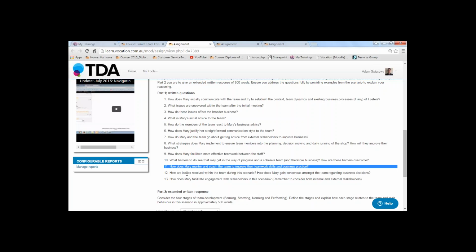How does Mary gain consensus among the team regarding business decisions? And the last question, question 13, how does Mary facilitate engagement with stakeholders in this scenario?